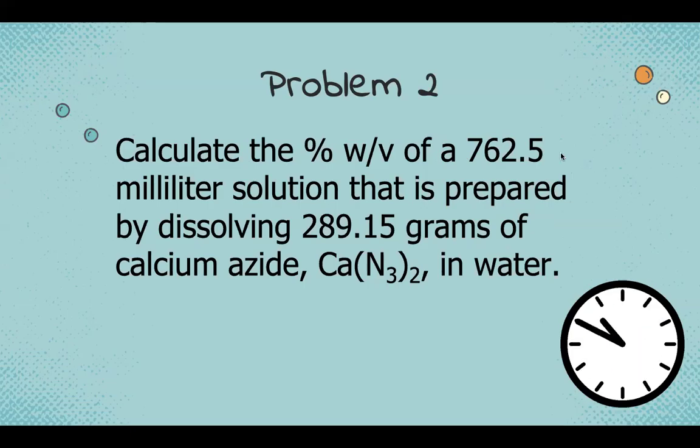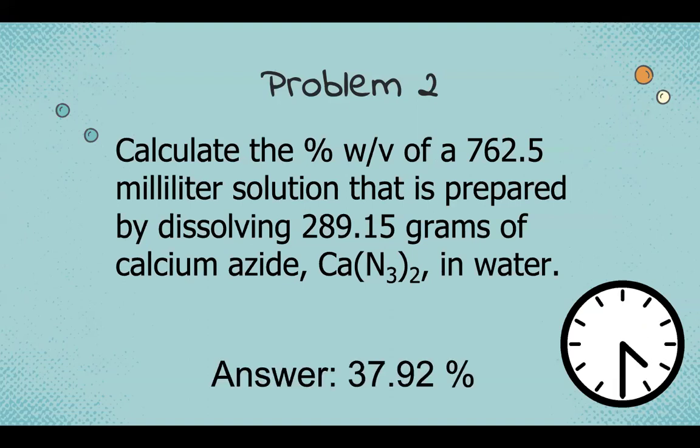Next, we have to calculate the percent mass by volume of a 762.5 milliliter solution that is prepared by dissolving 289.15 grams of calcium azide in water. Your answer here is 37.92%, and that is because we just have to divide 289.15 grams over 762.5 milliliters of solution.